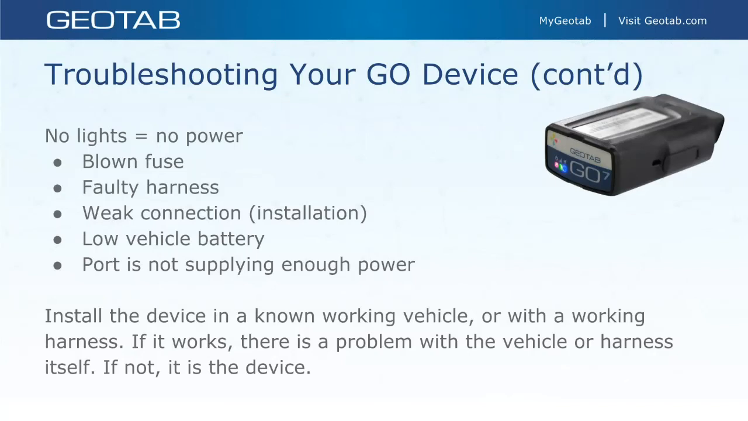The troubleshooting recommended, if you have no lights come on at all, is to install the device in a different vehicle. Ideally, it's a vehicle that has a Geotab that you know is online and working. If you are using a harness, you want to make sure that you try it with a different harness and just try and rule that out. Now, if you plug it into another vehicle and it works, or if you plug it into another harness and it works, that gives you the problem right there. If you try it in another vehicle with another harness, no lights come on, then that looks like it is a problem with the device.